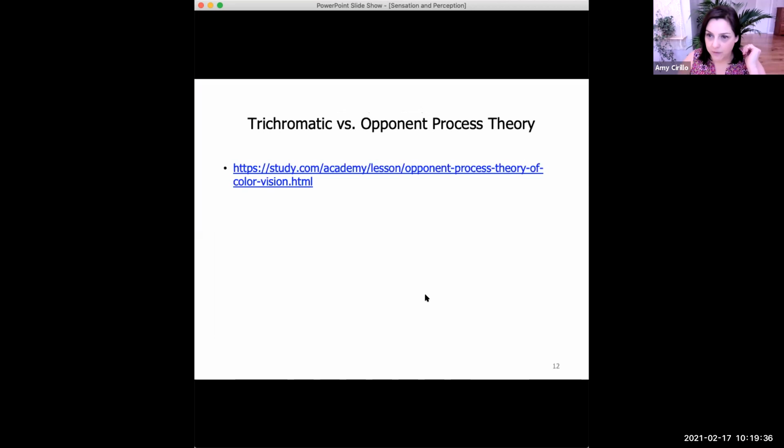All right, so I have a clip that I think does a better job of describing the two main theories of how we process color in vision. They used to be competing theories, but now most people agree that we use both of these ways of processing color. So let's just open.